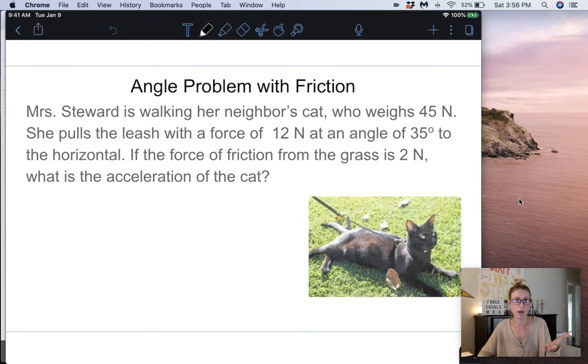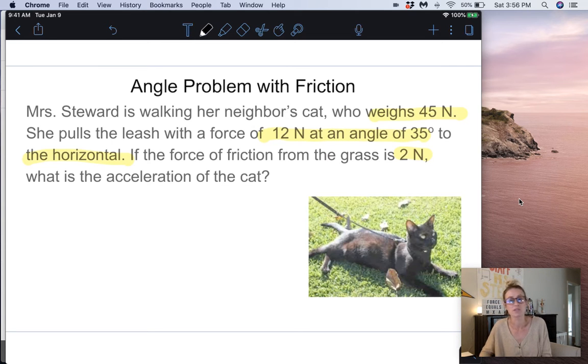So we have an angle problem with friction. Mrs. Stewart is walking her neighbor's cat who weighs 45 newtons. Now remember, weight is something that we have to convert because we want mass in our F equals ma. We don't want weight. Weight is the force of gravity. She pulls on the leash with a force of 12 newtons at an angle of 35 degrees to the horizontal. If the force of friction from the grass is 2 newtons, what is the acceleration of the cat?